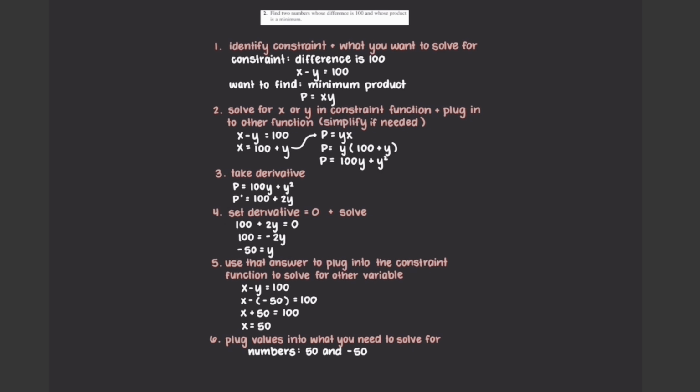Let's do another. Okay, find the point on the parabola y is equal to 2x that is closest to the point 1, 4. This looks way different than normal. Okay, but it's the same steps. First step, identify the constraint and what you want to solve for and write them down.